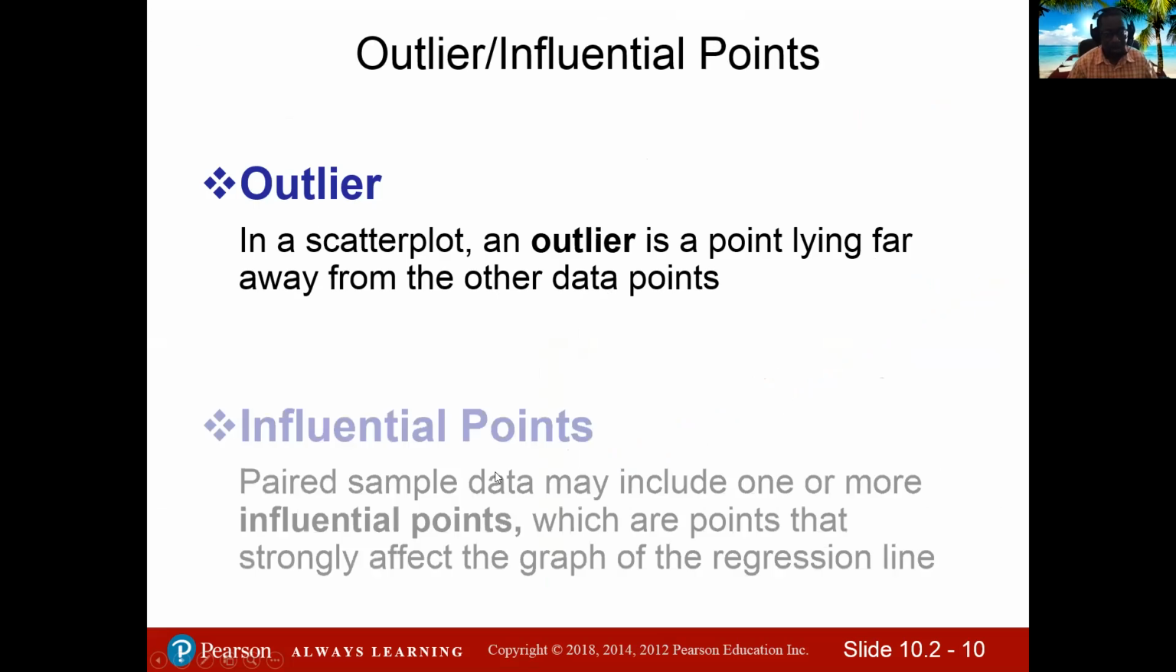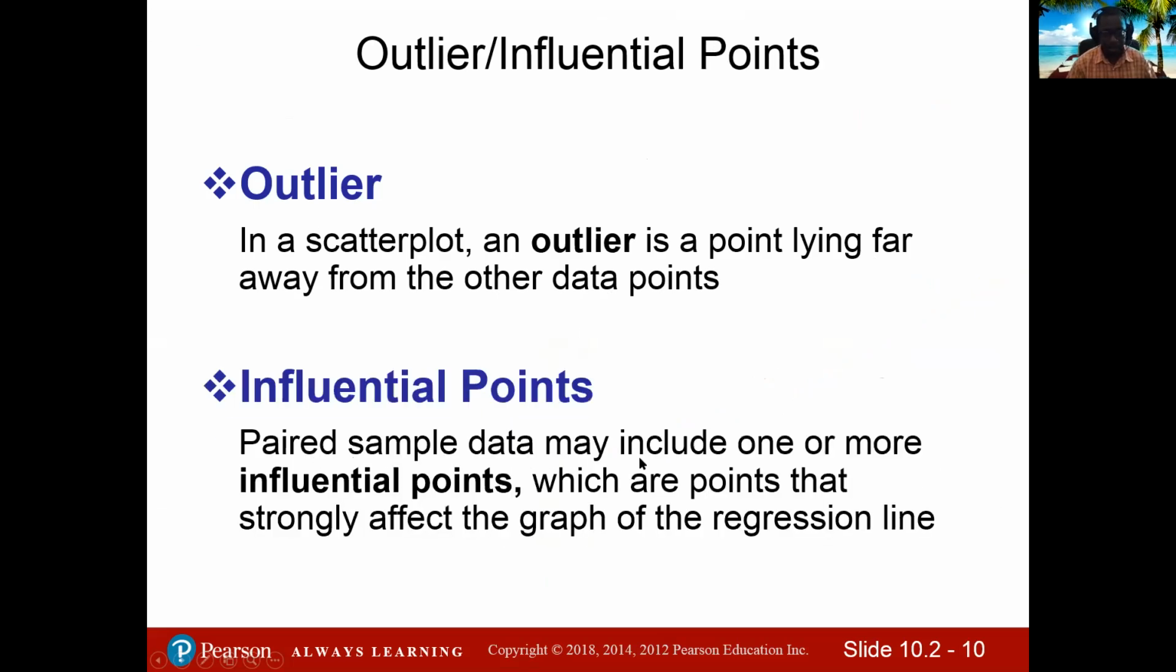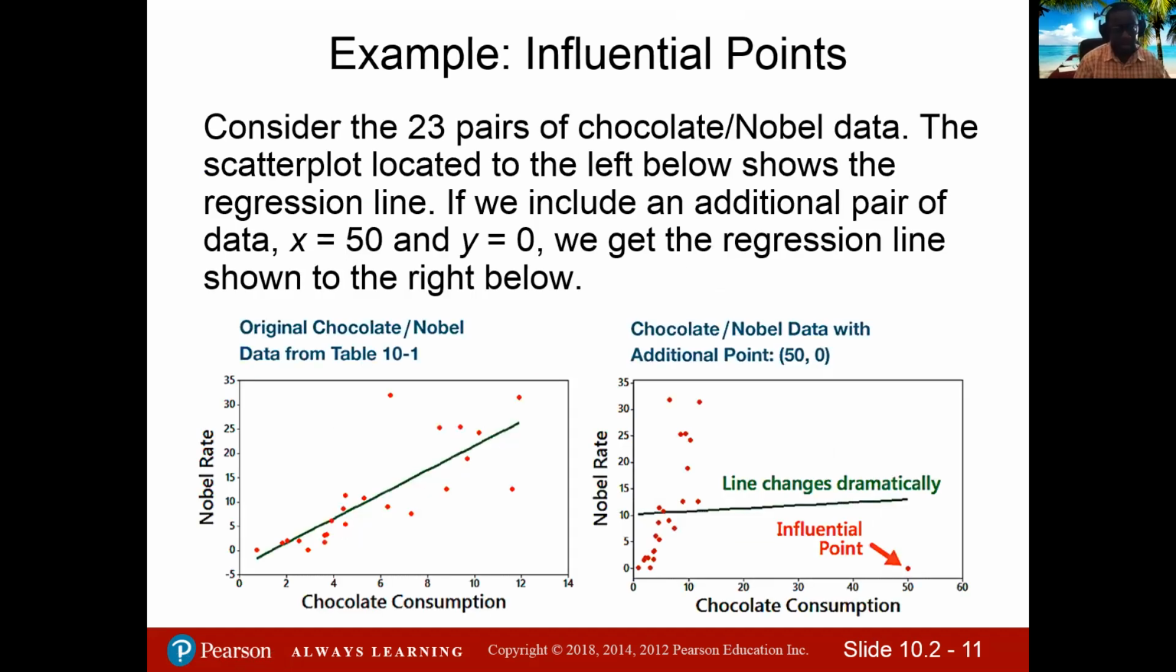And influential points, the sample data may include one or more influential points, which are points that strongly affect what? The graph of the regression line. It strongly affects it. So we're going to demonstrate this. The data set we considered has 23 pairs. Now we want to include this data, x equals 50 and y equal to 0. This is the original when we haven't added. So that is my scatter plot with the regression line.